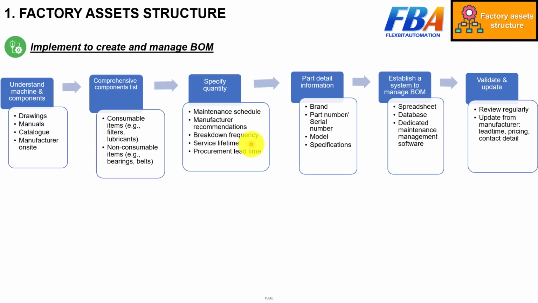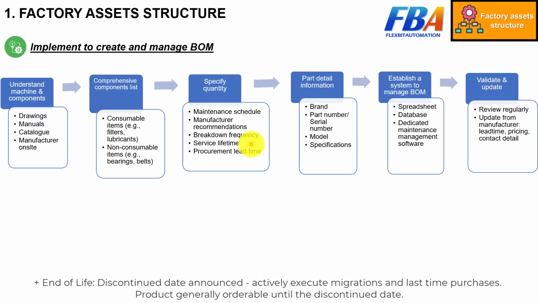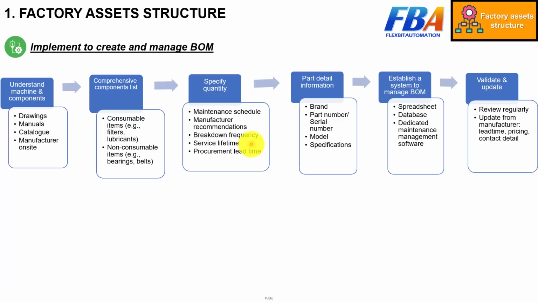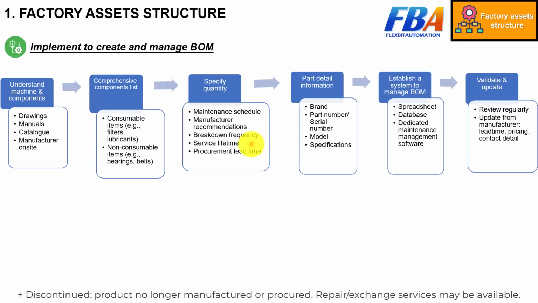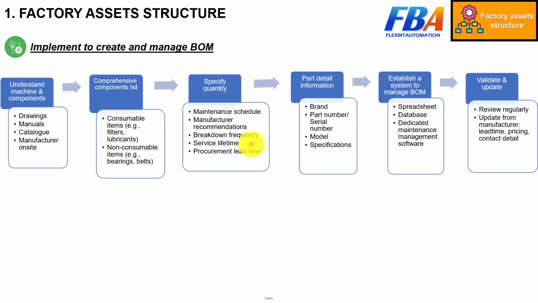And the third status is end of life: a discontinuation has been announced, so actively execute the migration and last-time purchase. The product is generally orderable until the discontinue date. And the final one is discontinued status: the product is no longer manufactured or produced. Repair or exchange service may be available. That's the service lifetime of the equipment.